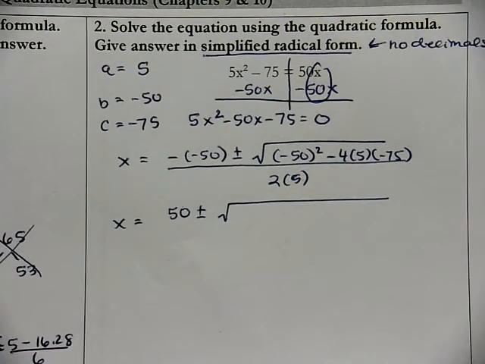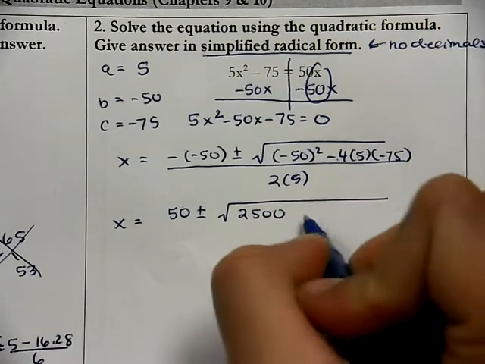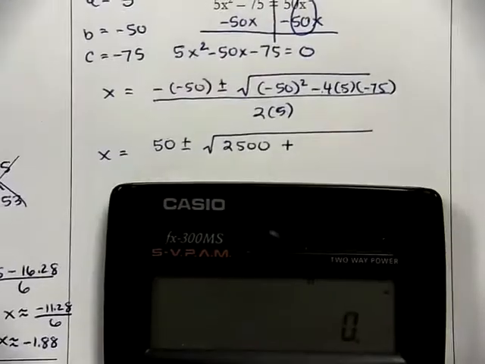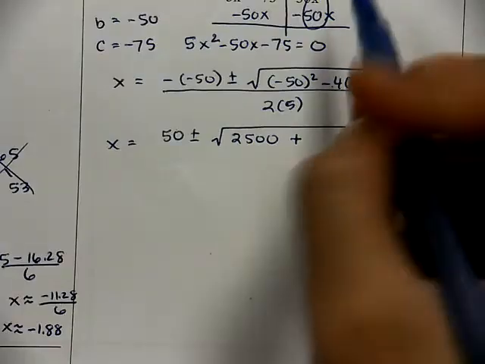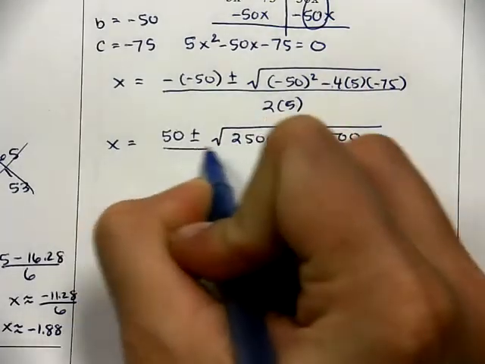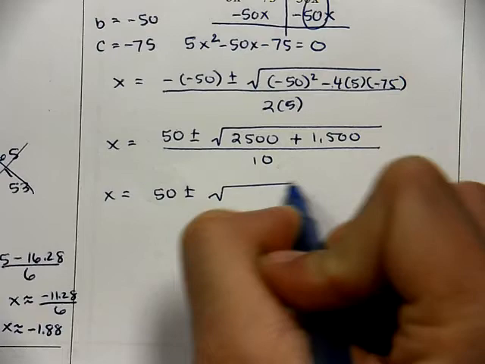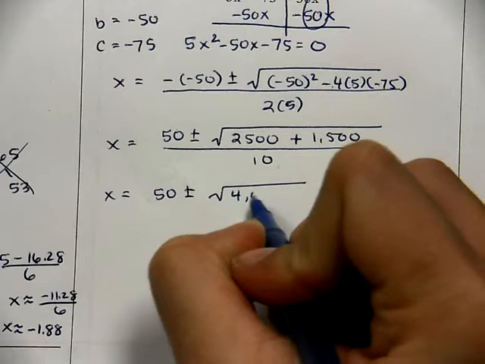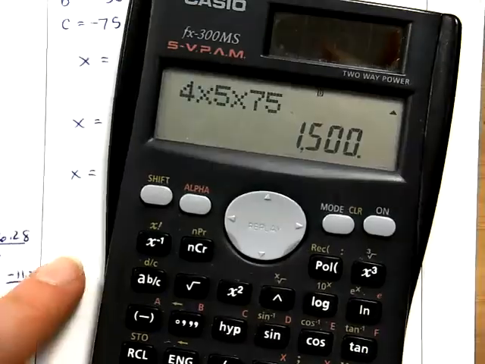of 50 squared, or negative 50 squared. It doesn't matter because the negative times the negative is a positive. It's 2,500. A negative times a positive times a negative will be a positive. And if I want, I can just punch this in my calculator. 4 times 5 times 75 is 1,500 all over 10. All right, we're getting closer. We still have to simplify that radicand. 2,500 plus 1,500 would be 4,000 all over 10.